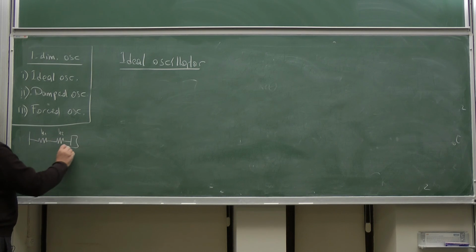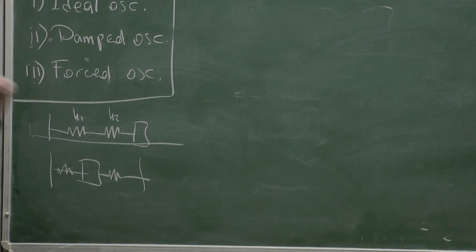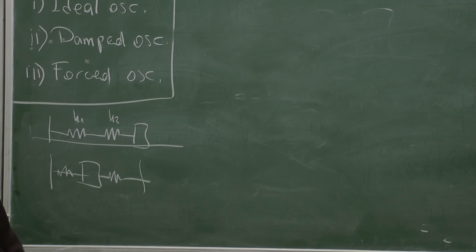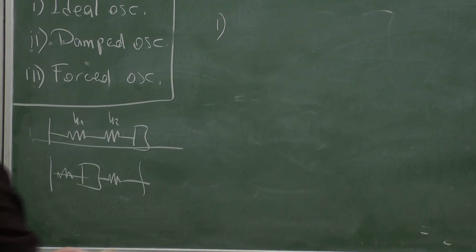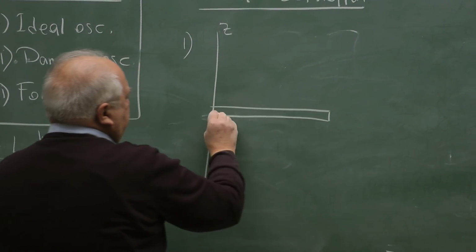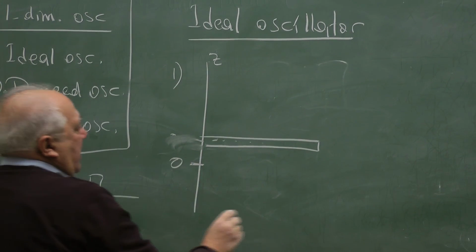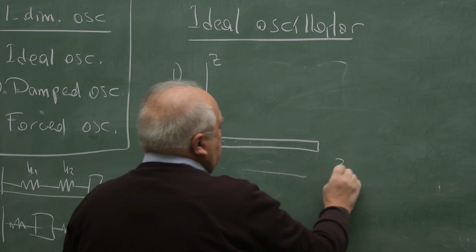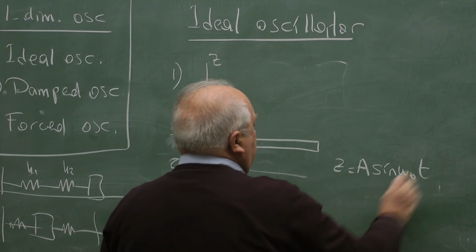Let me just remind you again. So I will solve two similar problems. Problem 1, we have the ideal oscillator. On the z-axis, we have a platform. Let's say this is 0, and the z is some amplitude times sine omega 0 t.